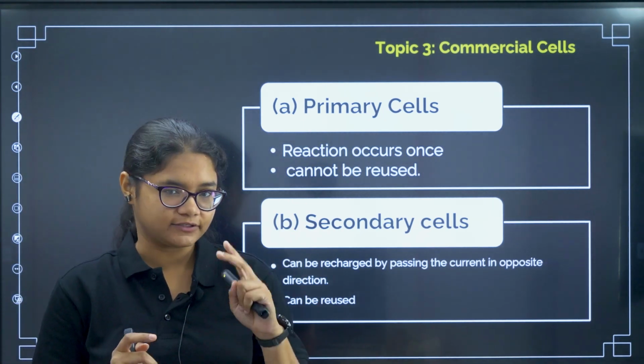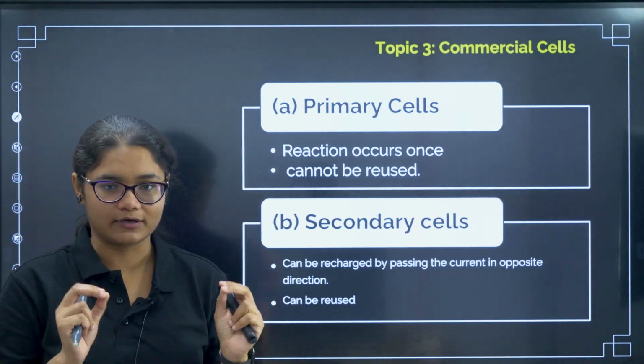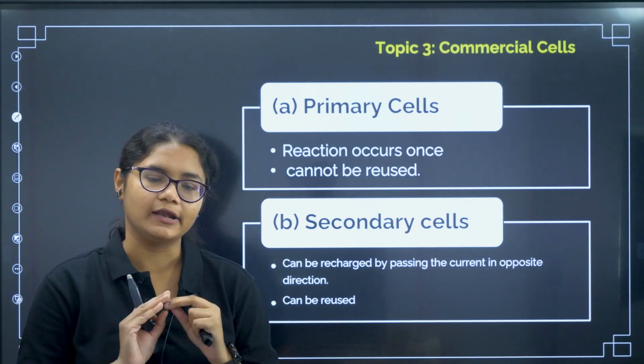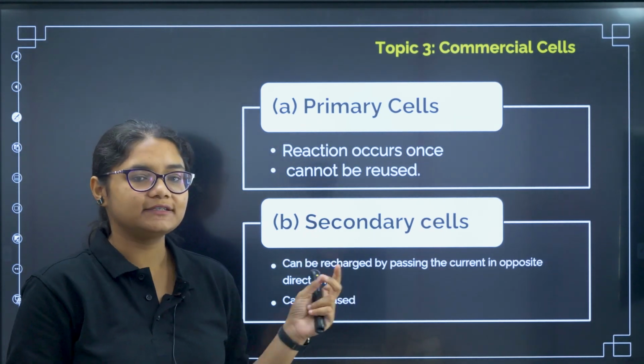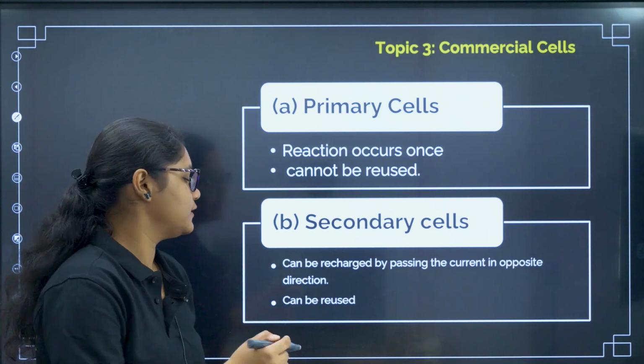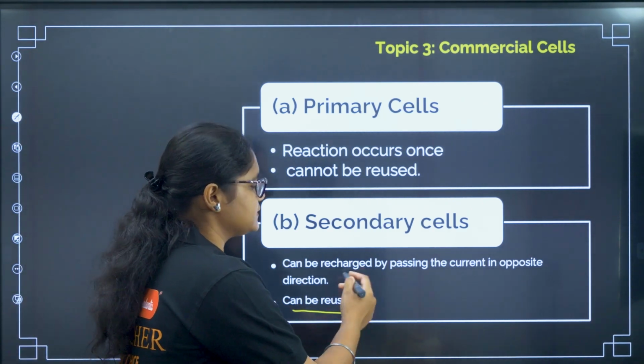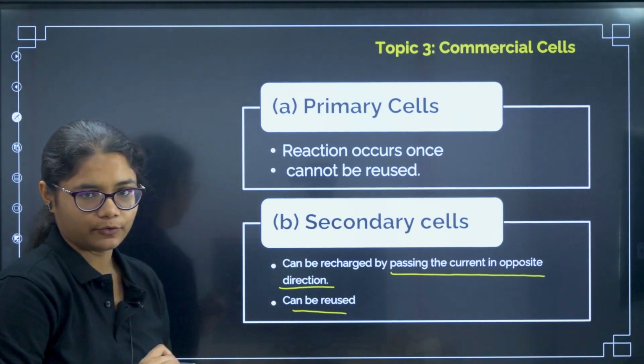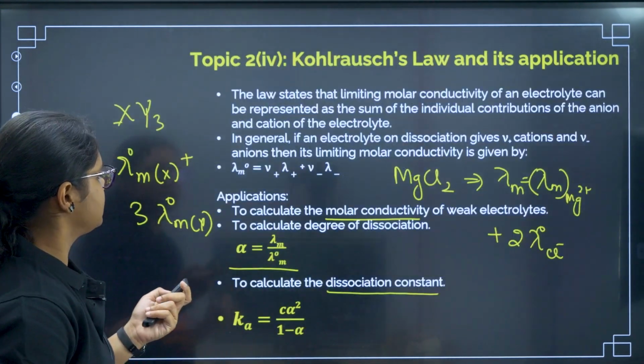Here, first of all you should know what a primary cell is and what a secondary cell is. Very easy thing. In a primary cell, the reaction happens once and it cannot be reused. Secondary cells can be reused, and the reactions can happen again by passing the current in the opposite direction. Okay, this is important.